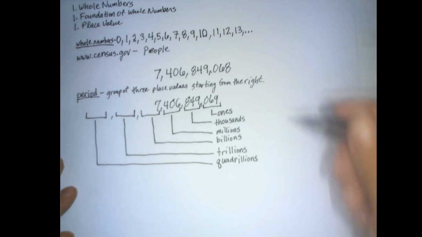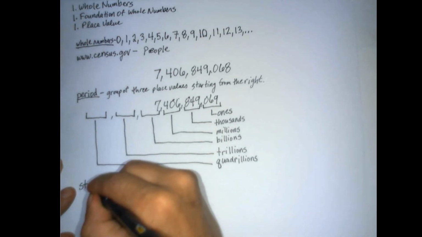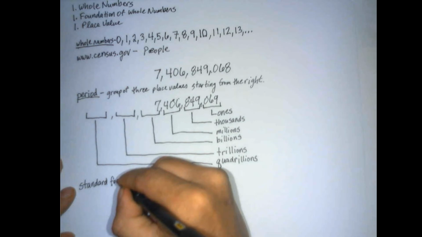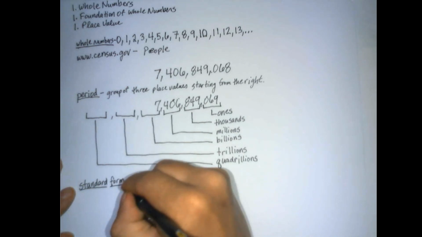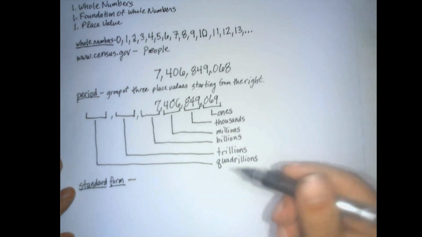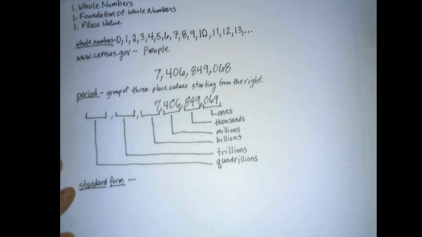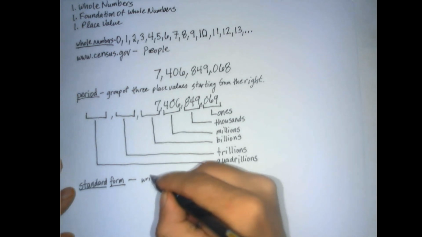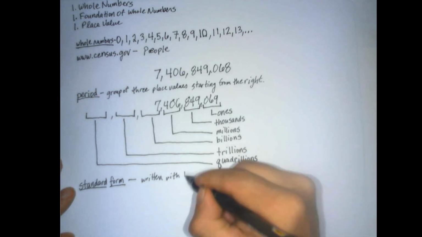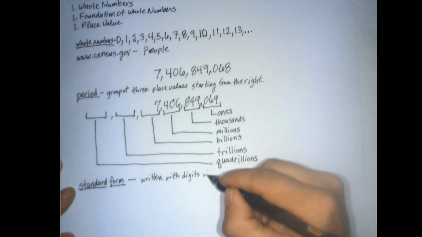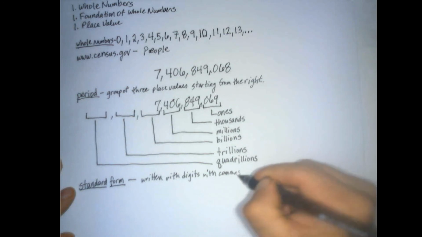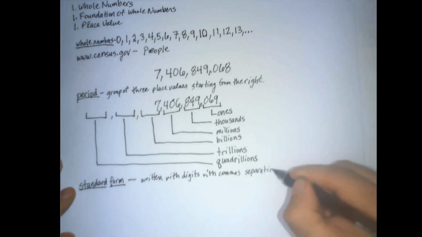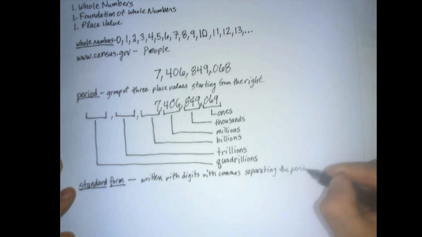Okay, so when we say a number is in standard form, not Roman numerals or written form or expanded form, standard form, it is formally defined to be written with digits, with commas, separating the periods. So that's a number in standard form.